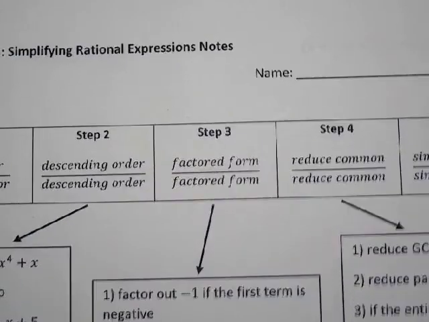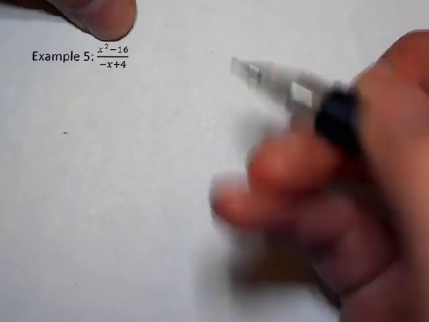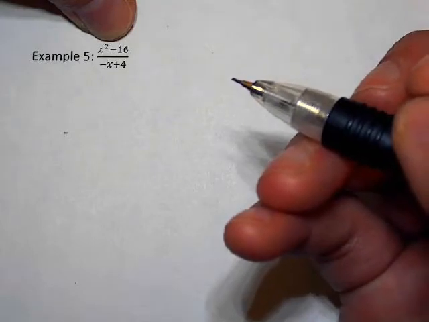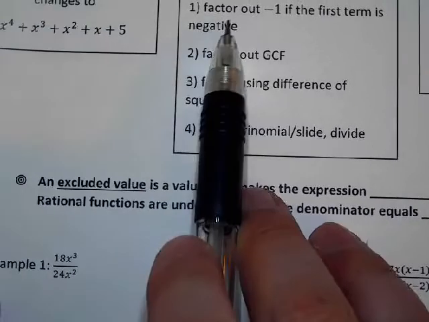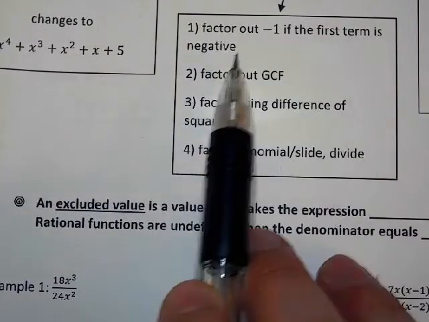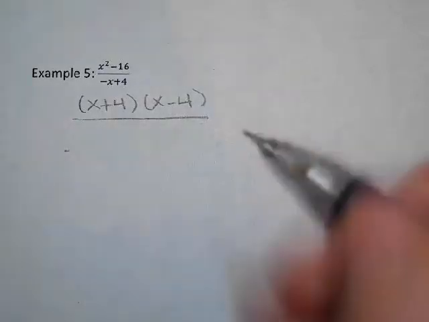So if we look at the numerator, what type of factoring do we have to do? Difference of squares. So x squared minus 16 would be difference of squares, and so what should the factors be? Perfect. So x plus 4, x minus 4. And then for the bottom, it says factor out a -1 if the first term is negative. So we do need to factor the bottom even though it looks like the two terms have nothing in common because the first term has a negative. So we're going to factor out a -1 if the first term is negative, which it is.